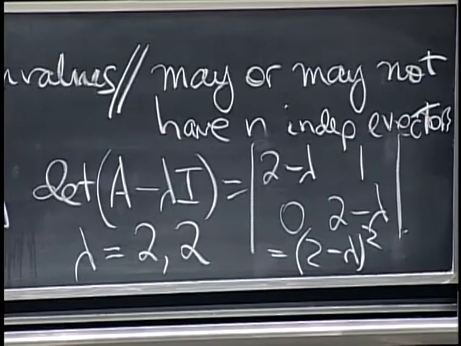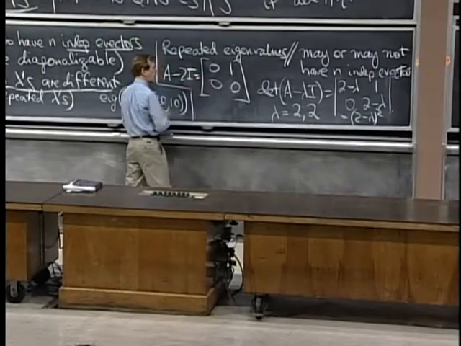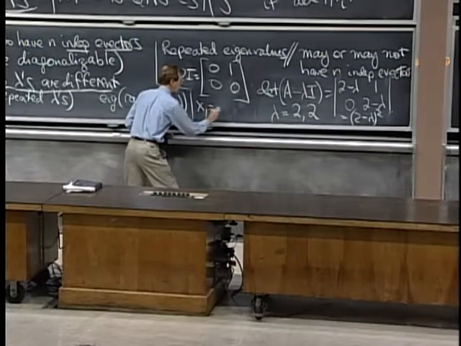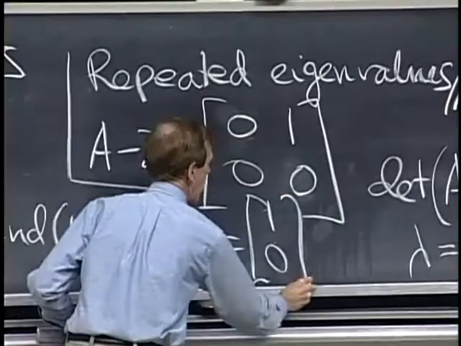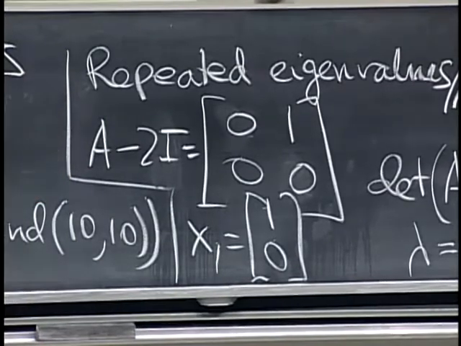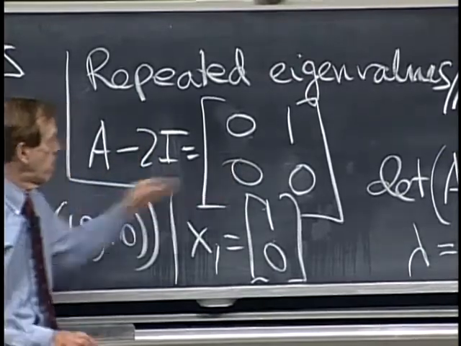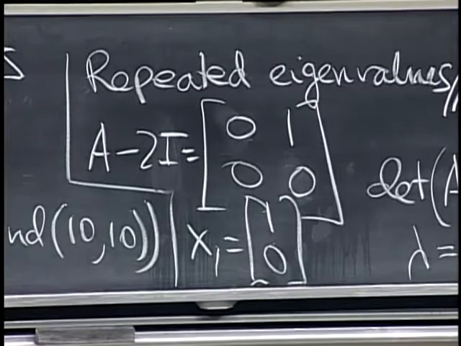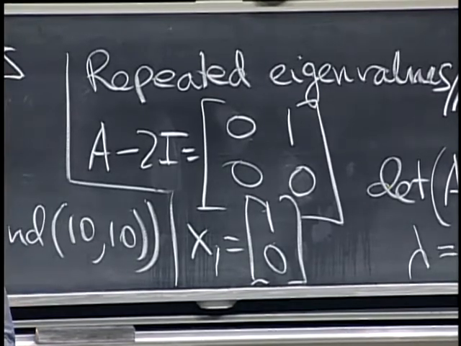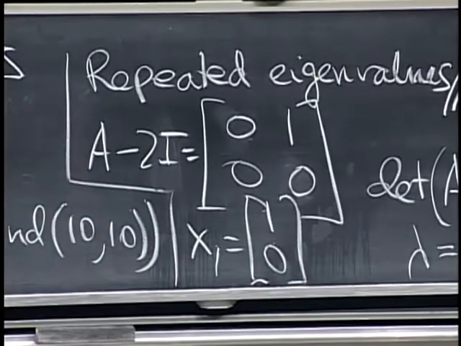But the geometric multiplicity looks for eigenvectors, which means the null space of this matrix. And the only eigenvector is (1, 0). That's in the null space. (0, 1) is not in the null space. The null space is only one dimensional. So there's a matrix, this A or the original A, that is not diagonalizable. I can't find 2 independent eigenvectors. There's only one.